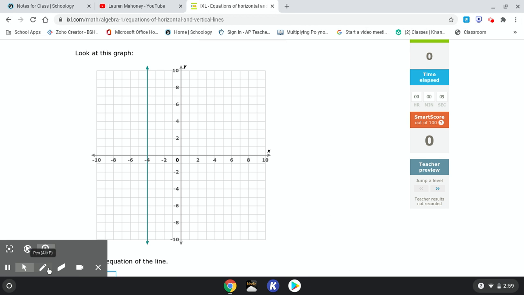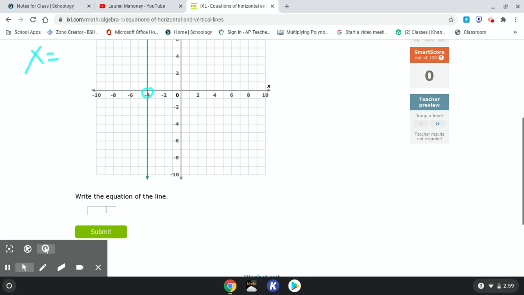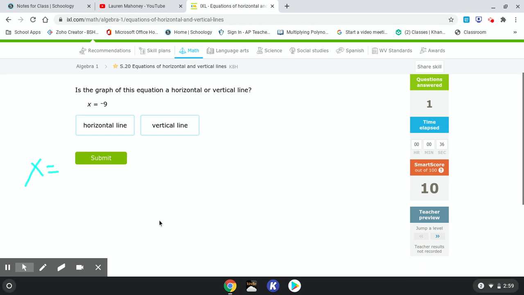S.20 deals with horizontal and vertical lines, and once you do a couple of questions, you may have to write down some hints for yourself so that you have this memorized. It says, look at the graph, what's the equation of the line? Well, this graph is vertical. Vertical lines are always x equals, and then whatever x number it crosses through. This one crosses through negative 4, so the equation would be x equals negative 4.